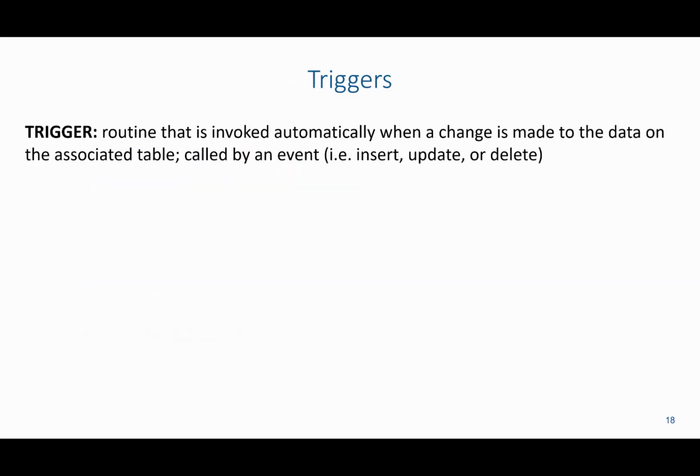We mentioned triggers, which is the next routine as part of SQL PSM. Now let's talk about what triggers are. Triggers are routines that are invoked automatically when a change is made to the data on an associated table. It's called by an event. So for example, if an insert, update, or delete occurs against a specific table that has a trigger on it, that trigger will then be run.